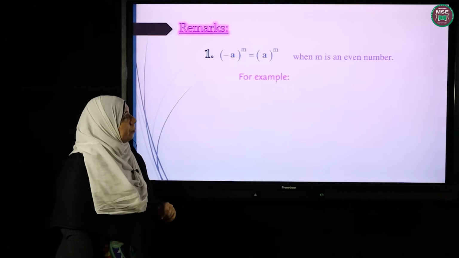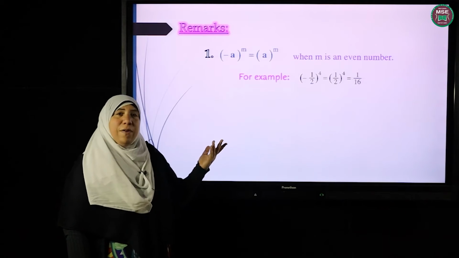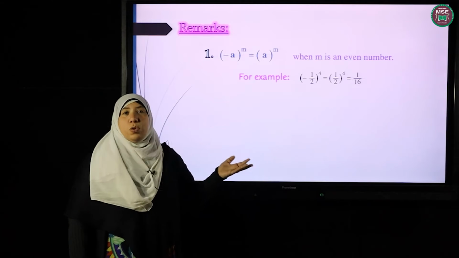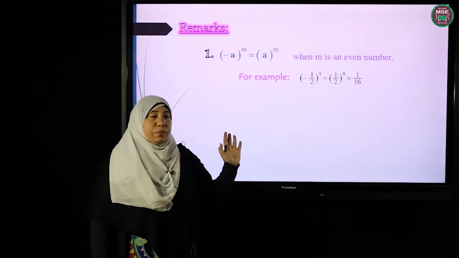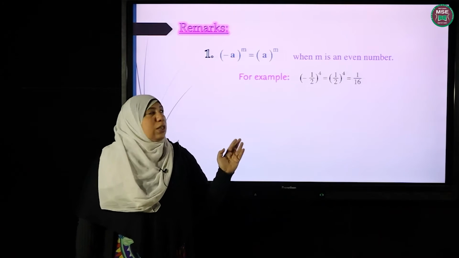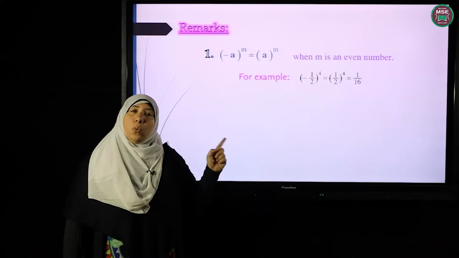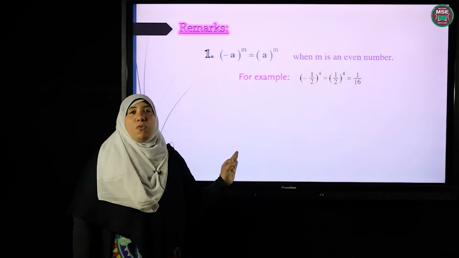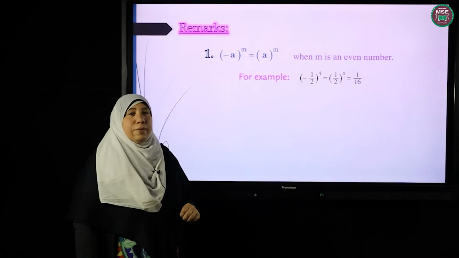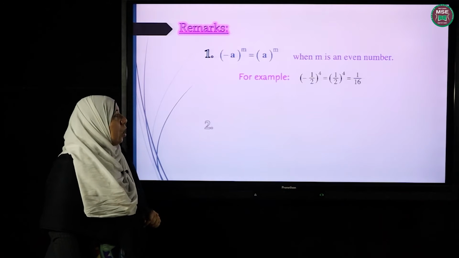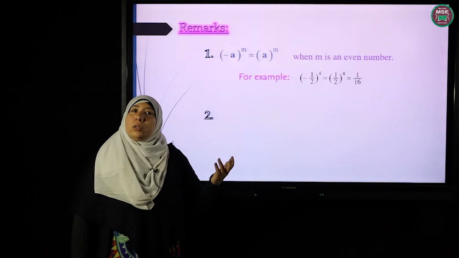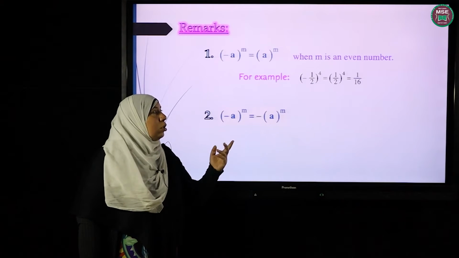For example, if I have negative 1 over 2 raised to power 4, it will be 1 over 2 raised to power 4. I will remove the negative sign and distribute the power up and down. 1 power 4 is 1, 2 power 4 is 16. So the answer here is 1 over 16. Another remark: what about the odd power?